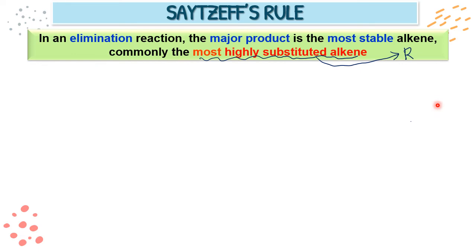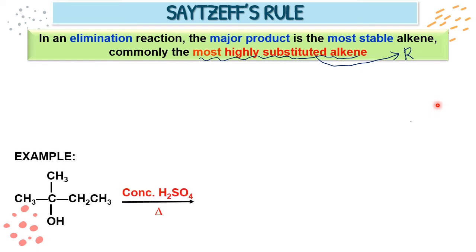Okay, now let's look at one example. We have an alcohol over here. To name this alcohol, number the carbons 1, 2, 3, 4. We have a hydroxyl group and a methyl group, so the name will be, 4 is for butanol, so 2-methyl-2-butanol. Okay, so that's the name. Let me erase this. Now we react this butanol with concentrated H2SO4 and then we heat.